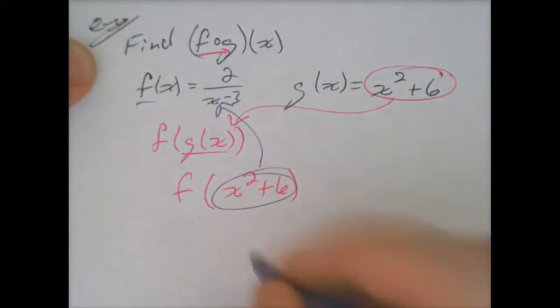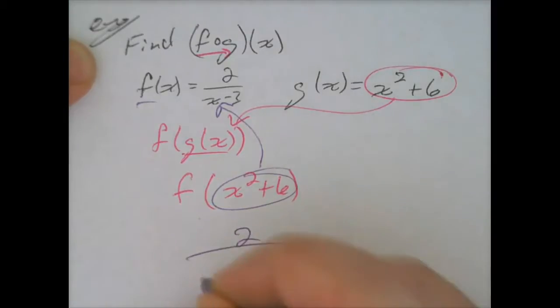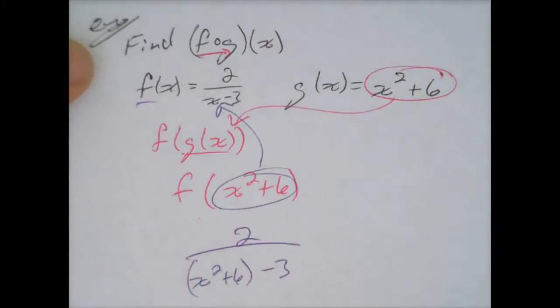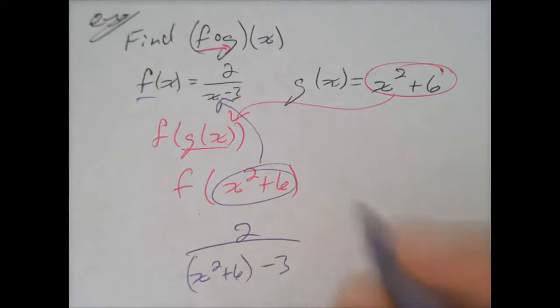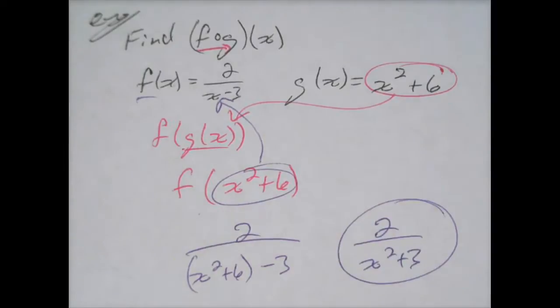So I have 2 over x squared plus 6 minus 3. Well, it's just a matter of simplifying the bottom. So this will simplify to 2 over x squared plus 3. And that would be it.